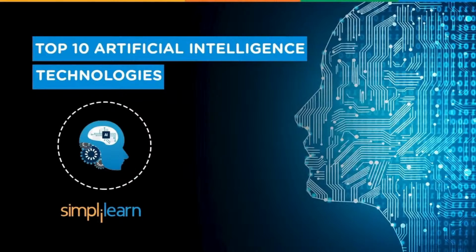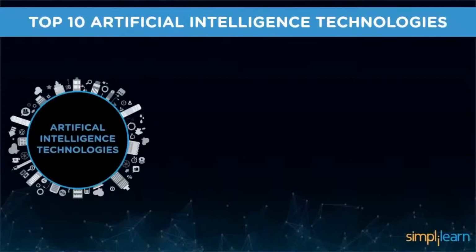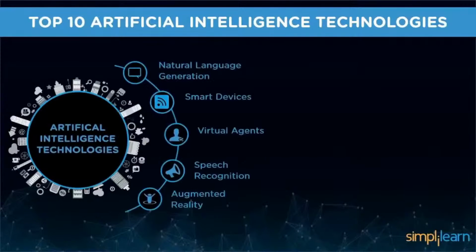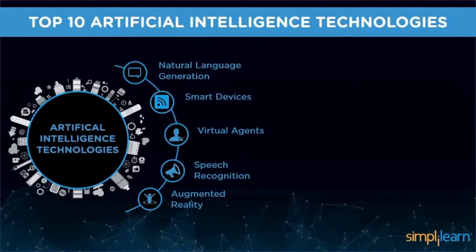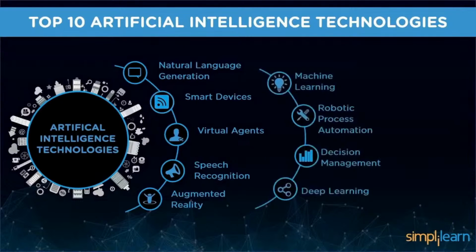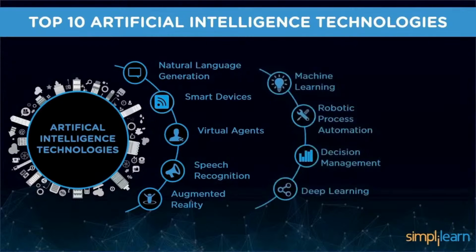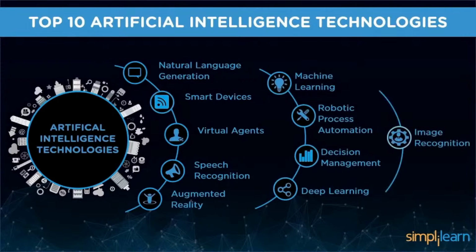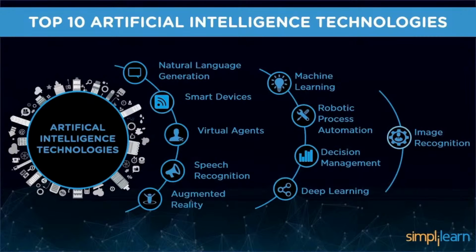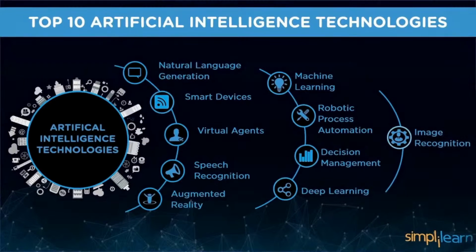So, without further ado, let's quickly jump into the topic. In the list we have natural language generation, smart devices, virtual agents, speech recognition, augmented reality, machine learning, robotic process automation, decision management, deep learning, and finally image recognition. Please note that the list is in no particular order.